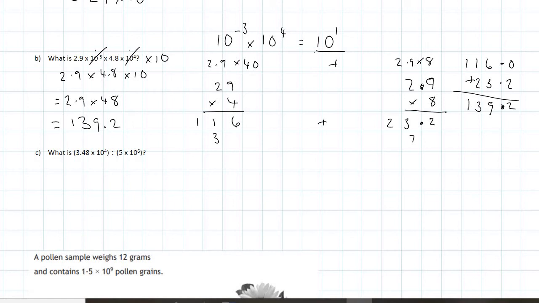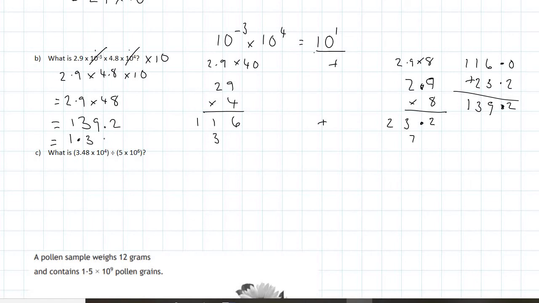Okay. And if you did kind of estimating here, like 2.9, that's pretty much 3. 48 is pretty much 50. So it's like I've almost got 3 times 50. I'm just a bit shy of 3 times 50, which is 150. And this is around about 140. So using that estimate, I can say that's pretty good.